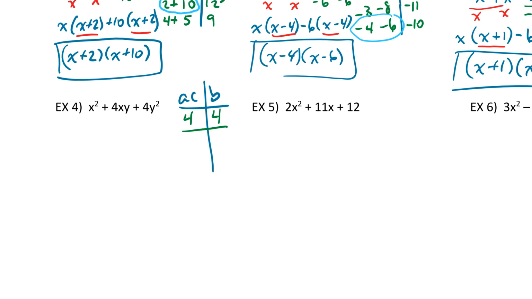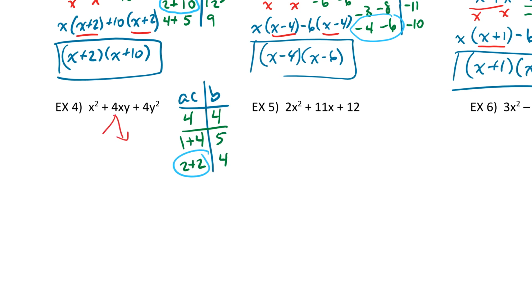So, if AC is 4, then 1 and 4 and 2 and 2 are 2 sets of factors. Now remember, if everything was positive, we don't have to worry about changing the signs at all. We can just go ahead and add these up. 1 plus 4 is 5, 2 plus 2 is 4. So the 2 and 2 are the factors that we want.